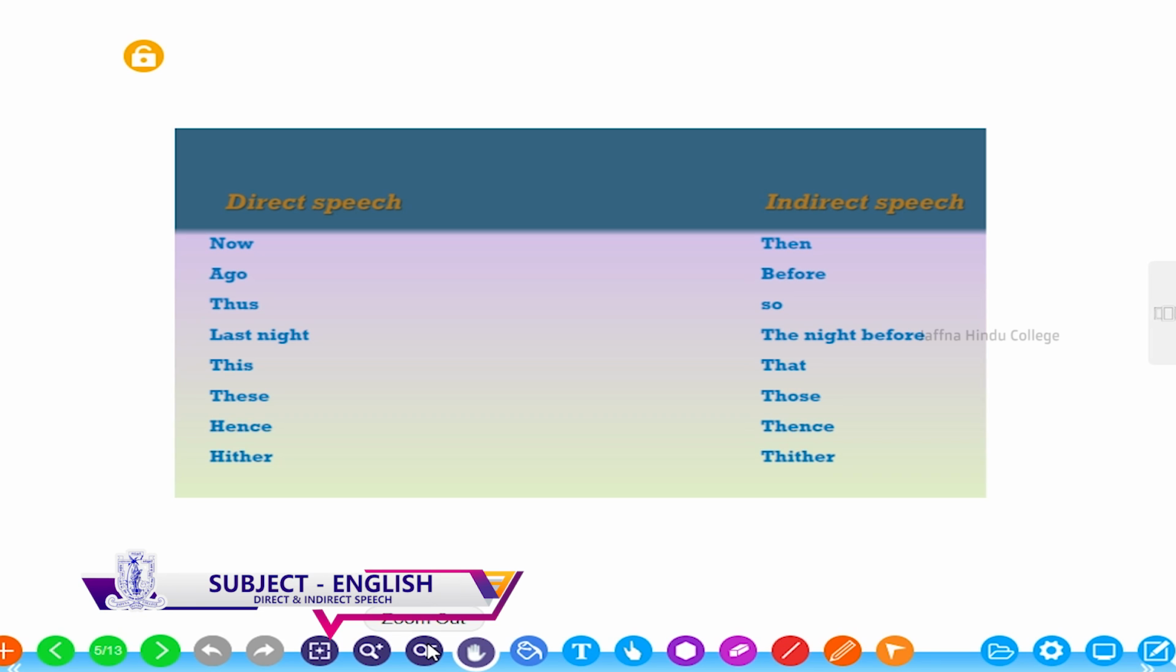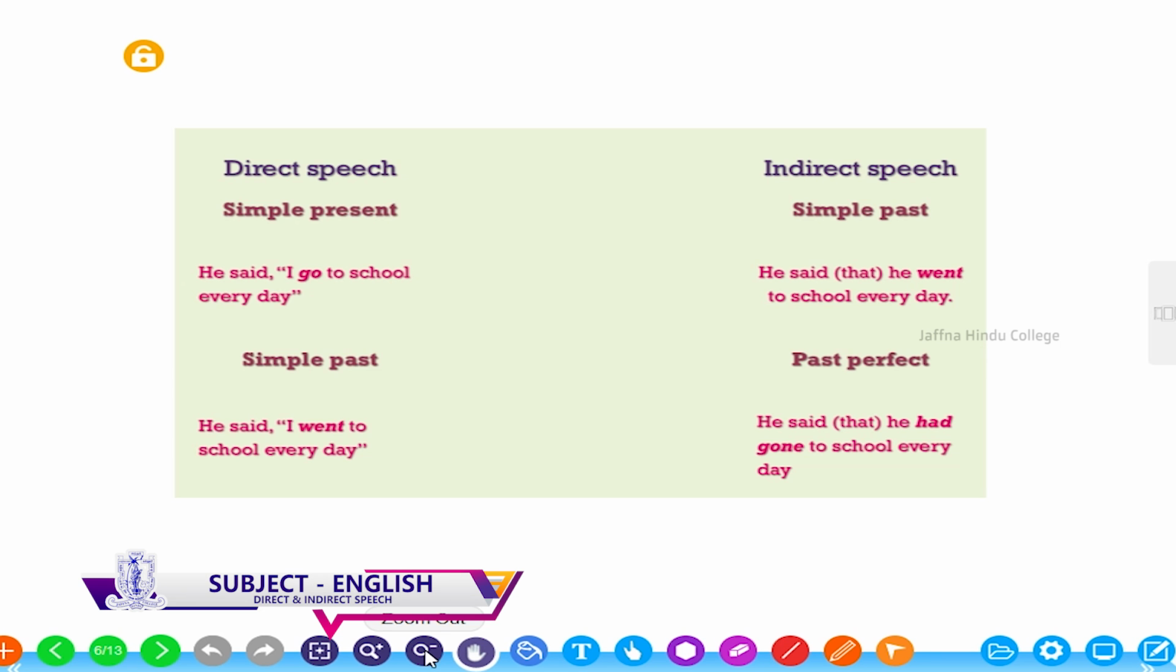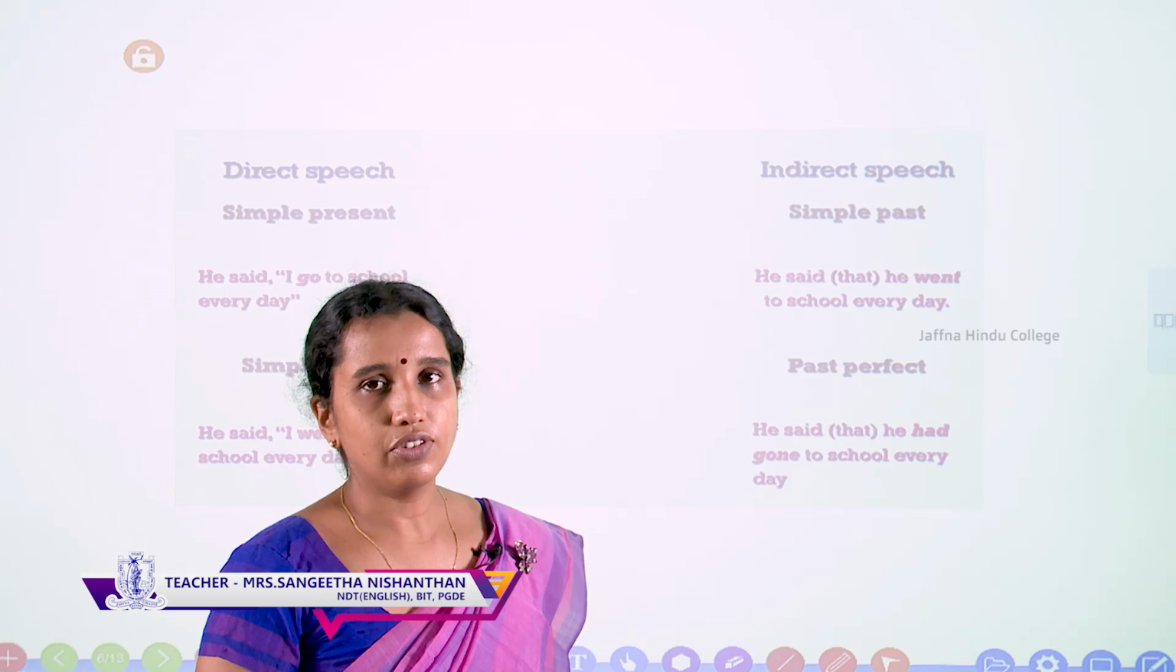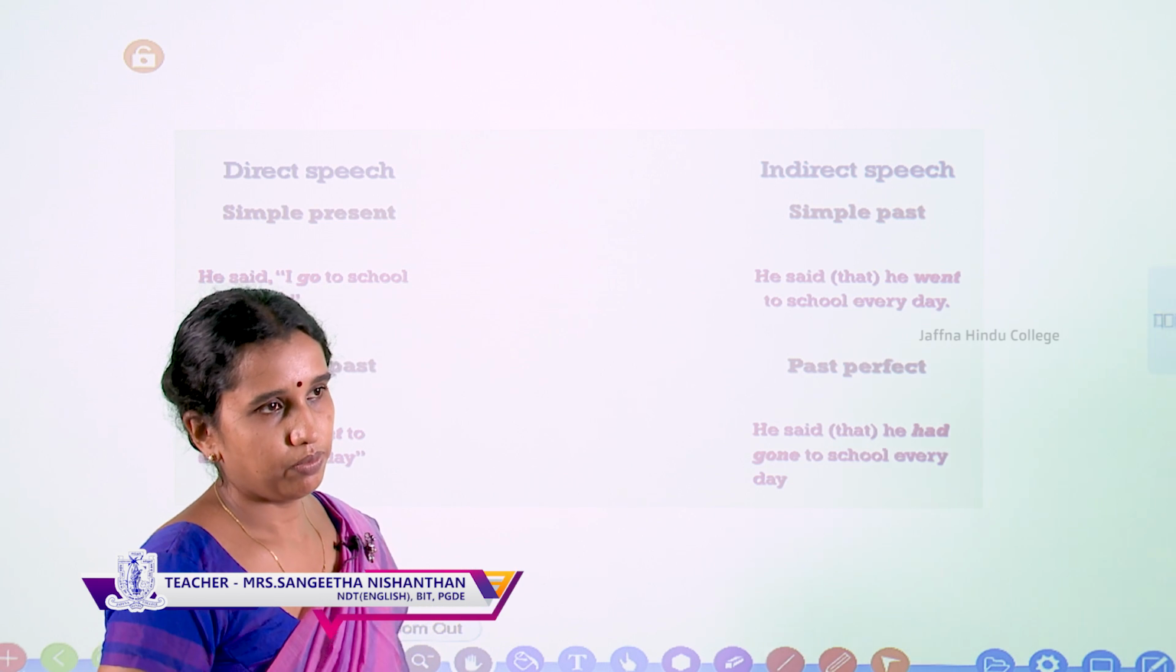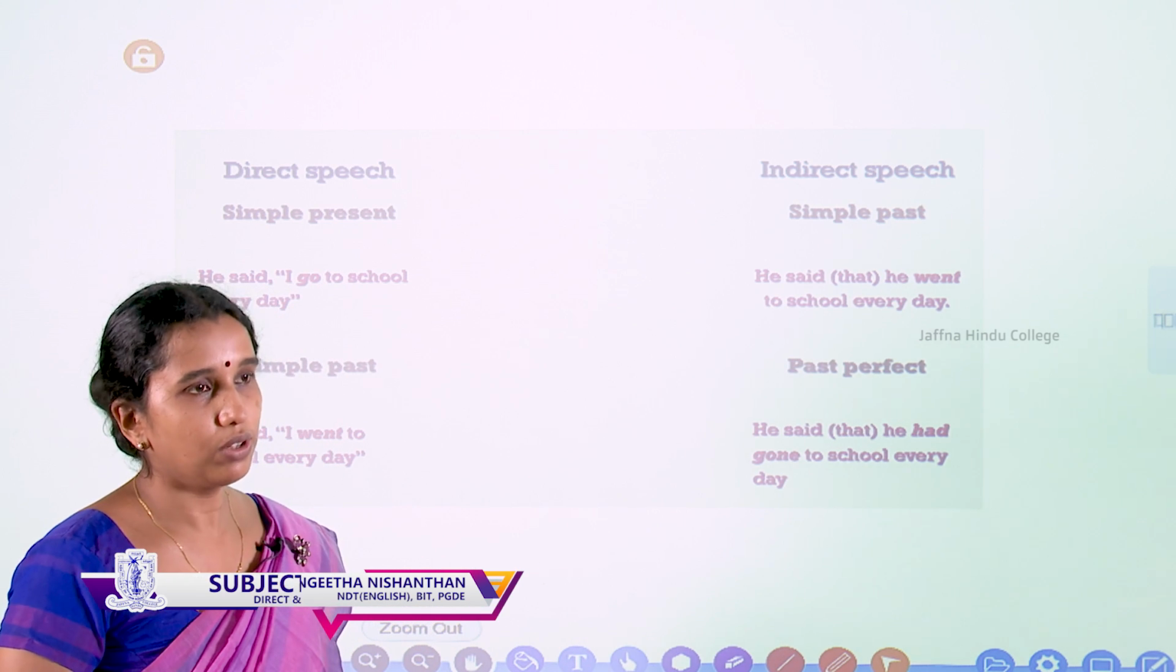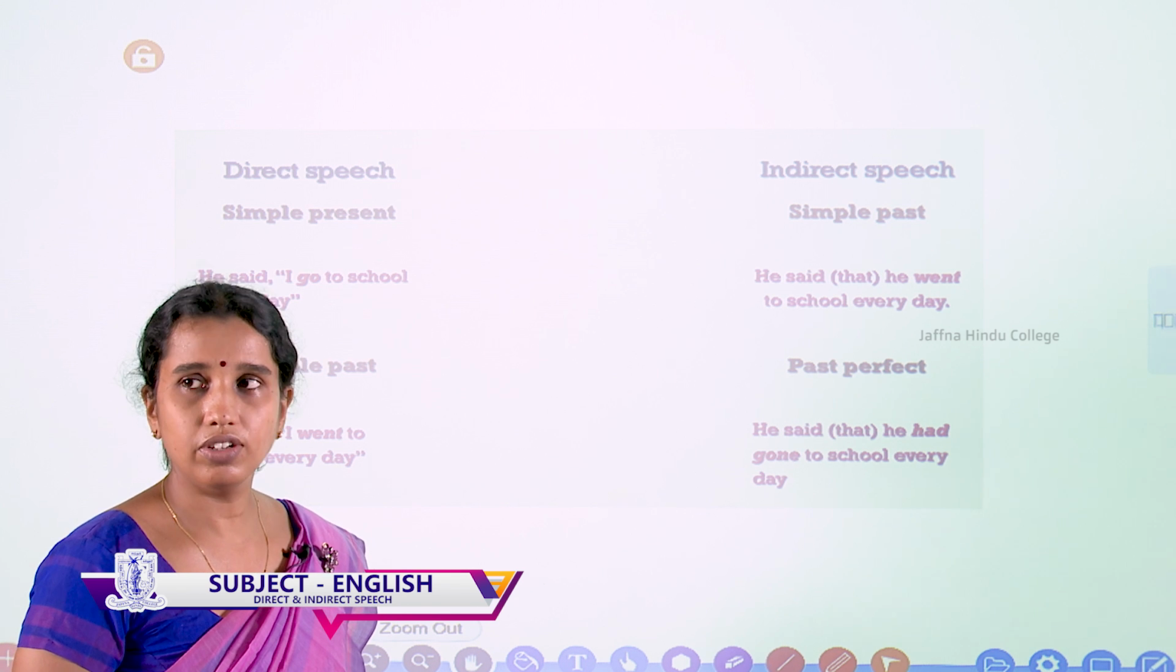Hence changed into thence. Hence means from now. Thence means from then. Hither changed into thither. Hither means from here, and thither means to there. Right. Here are some examples of how the tenses are changed. When we change into indirect speech, we should consider word by word. We should go through it word by word, whether the word changes or not.